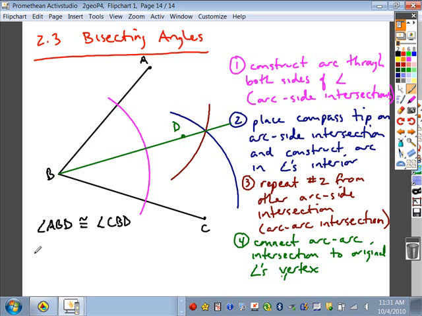So if you want to talk about their angle measures, you would use the small m, the measure of angle ABD, and the measure of angle CBD. Now you can talk about the equality of their measurements or magnitudes. But the physical objects themselves, the angles themselves, are congruent to each other.